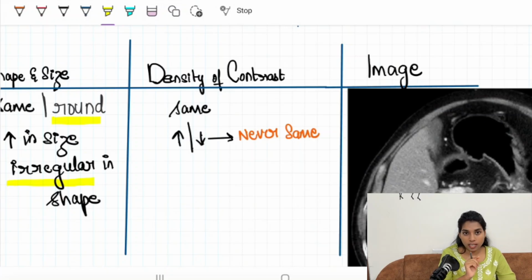Secondly, coming to contrast extravasation, if the density from arterial to venous phase is either increasing or decreasing, then it is a contrast extravasation. Do not get confused, guys. Basically, you'll have two phases, arterial and venous. Look at the HU of the lesion. If the HU of the lesion is the same between arterial and venous phase, it's a pseudoaneurysm. If there is a difference in the HU from arterial to venous phase, then think of a contrast extravasation, right?